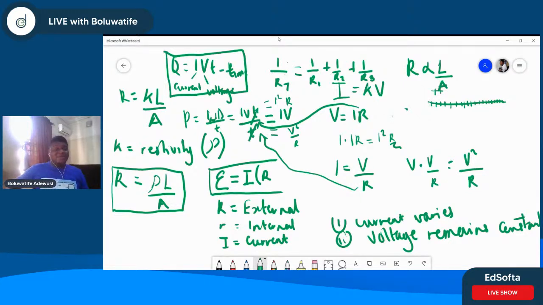We just have one formula and they keep manipulating that formula to generate a lot of formulas. And what that does, it helps us, because somebody gives you the current and the resistance. Instead of having to first find the voltage before you find the power, you can quickly find the power directly using the current and the resistance.